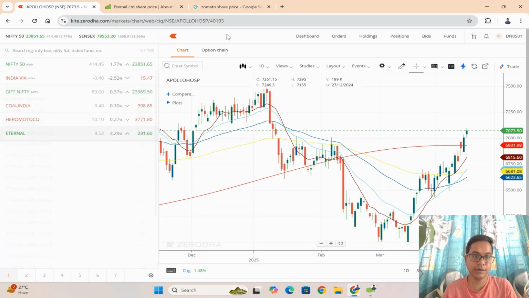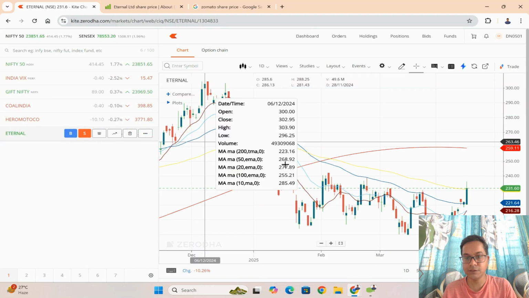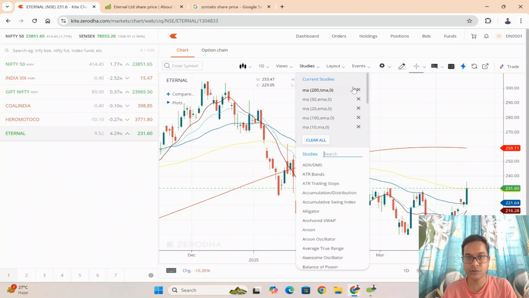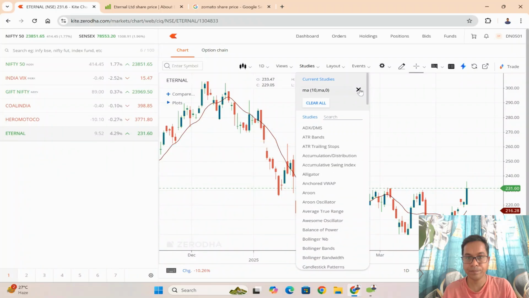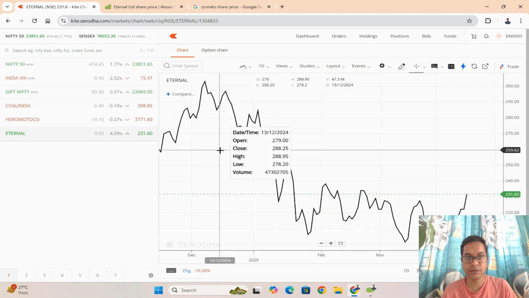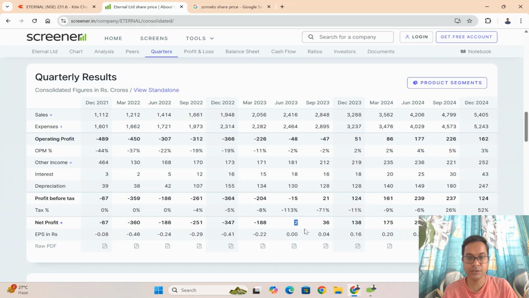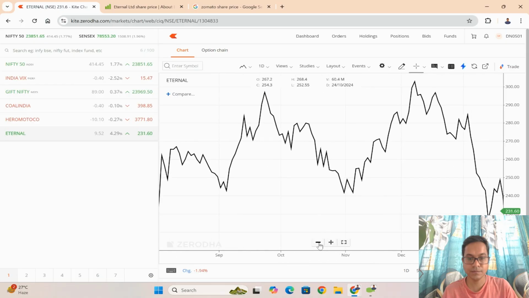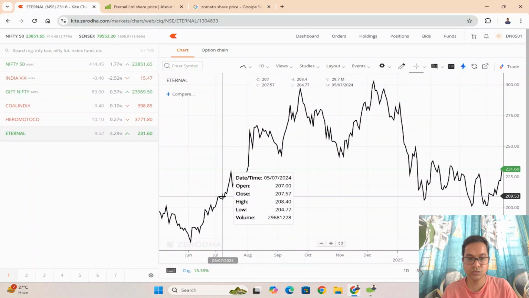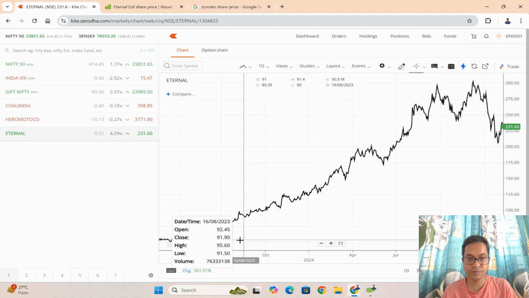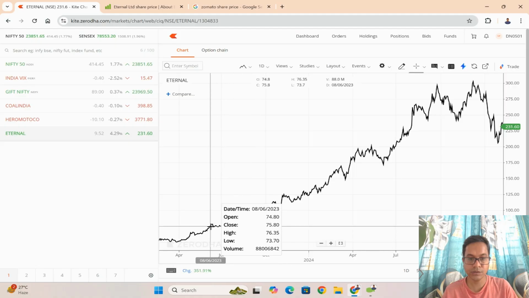Eternal NSE. I added this. Now if you see, these are all moving averages. This line, let me remove all these things, so only thing will be price. So price, what was the time? It was in June 2023. Yeah, so this is June. Okay. It was around 77 rupees.